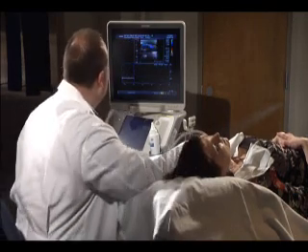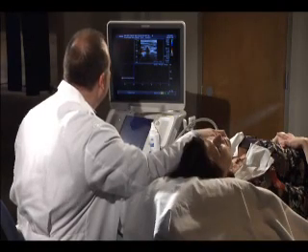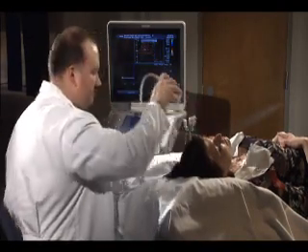Okay. Quick peek at the vertebral artery. It's going in the right direction as well. Very good. Okay.